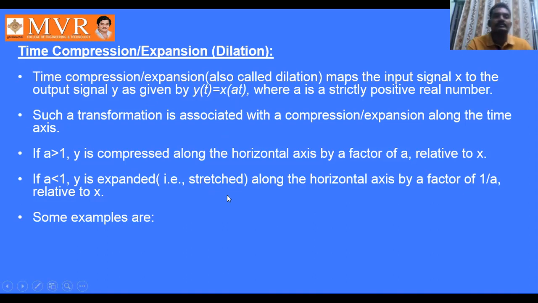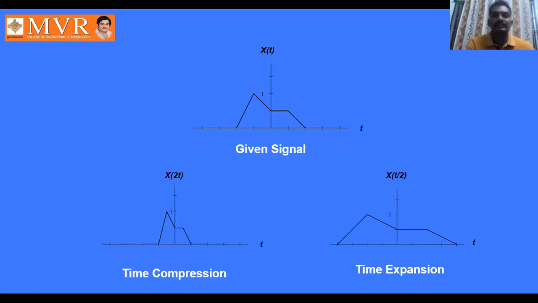Let's see some examples of the compression and expansion of signals, or dilation of signals. x of t is the original signal. Then this is time compression. It can be compressed, represented by x of 2t, and x of t by 2 is time expanded. These are the examples of time expansion or compression, also called dilation.